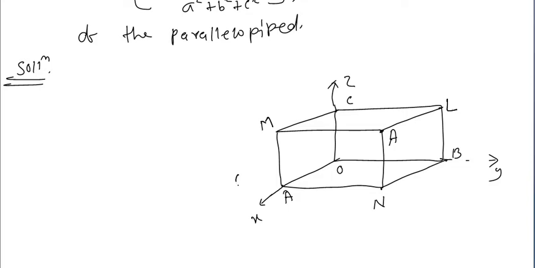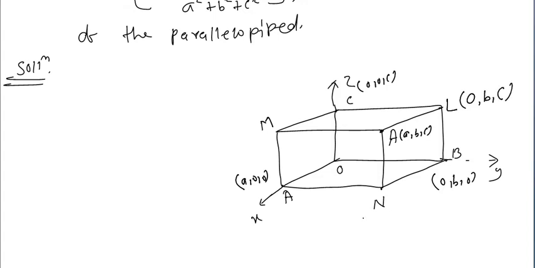the coordinates must be: A is (a, 0, 0), B must be (0, b, 0) and C must be (0, 0, c). And what is the coordinate of P? P is (a, b, c). And what is the coordinate of L? Because L is in the YZ plane, the X coordinate of this point is 0, the Y coordinate is simply b and the Z coordinate is c.